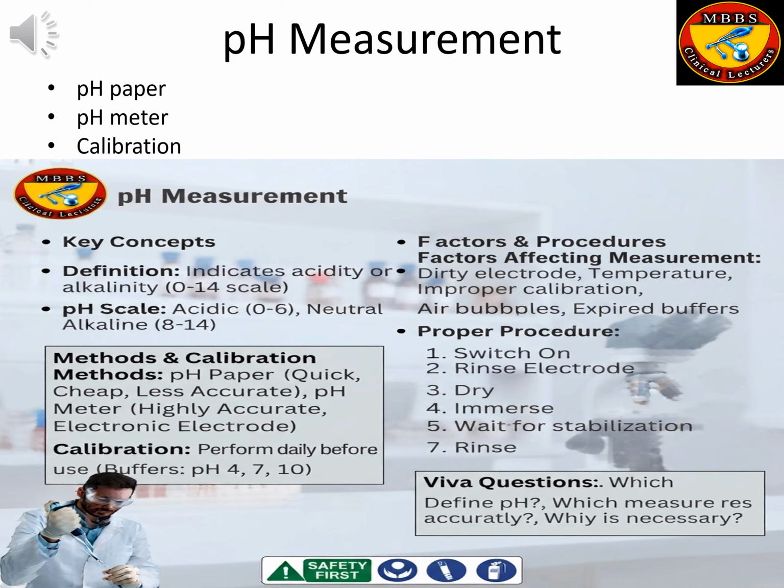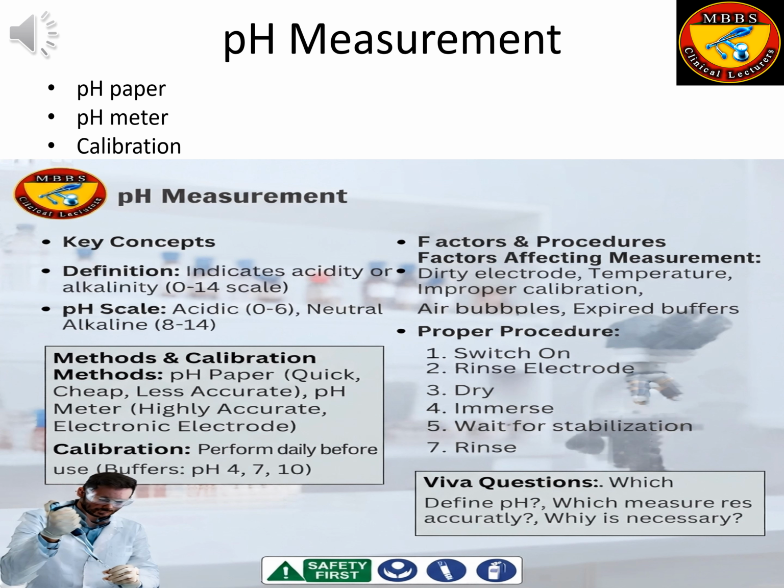Advantages: quick, cheap, easy to use. Disadvantages: less accurate. 2. pH meter. A pH meter uses an electronic electrode to provide precise pH readings. Advantages: highly accurate, suitable for research laboratories.